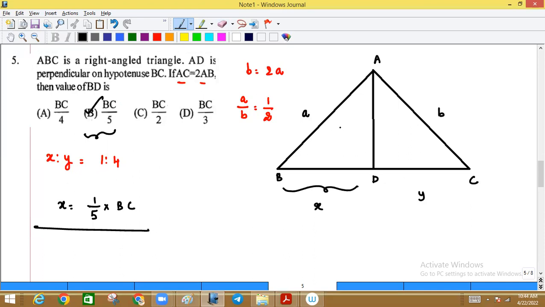What is x is to y? a square is to b square. What is a is to b? 1 is to 2. What is a square is to b square? 1 is to 4. So there are totally 5 parts. And BD is how many parts? Only 1 part out of 5 parts of BC. It is 1/5 of BC. What is DC? DC is 4/5 of BC. Right?